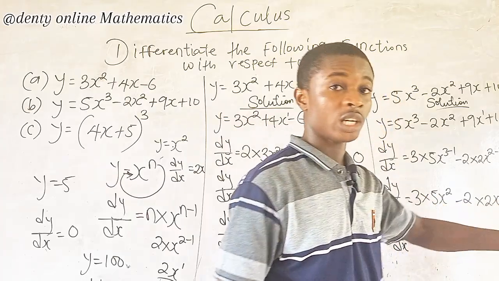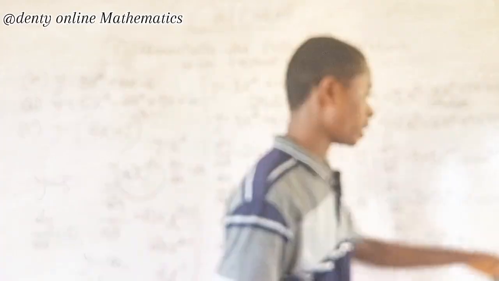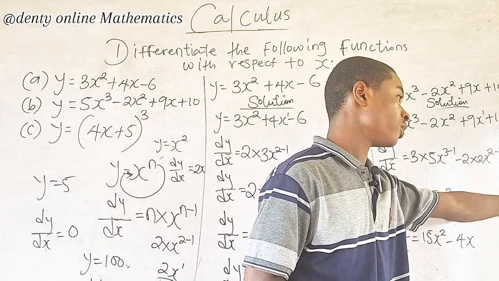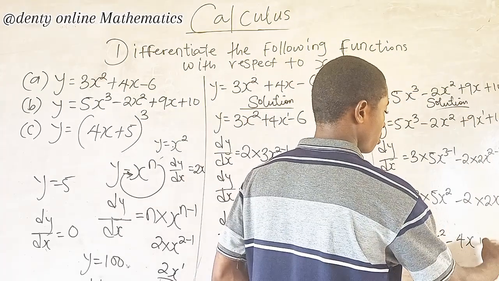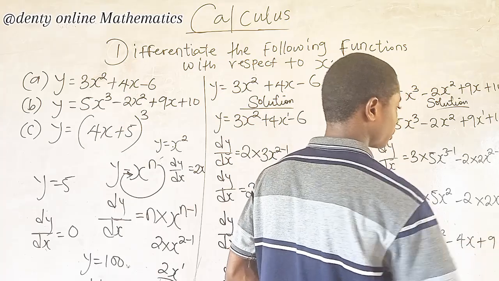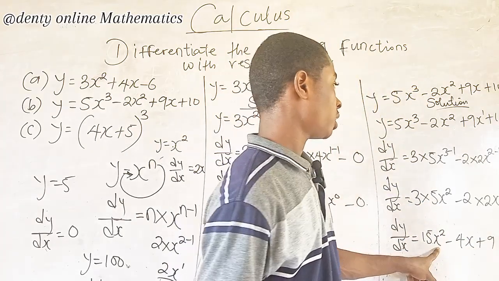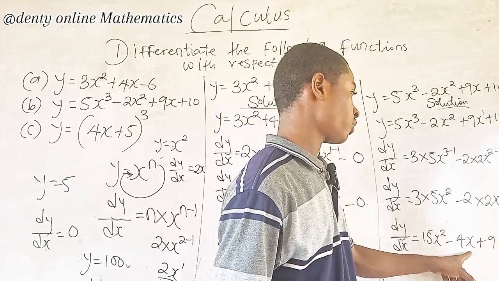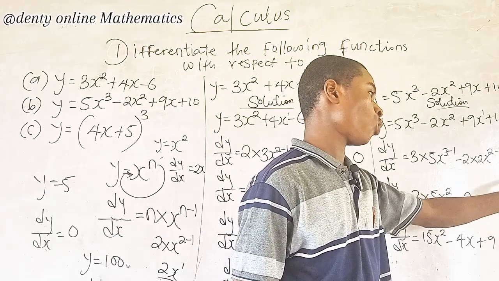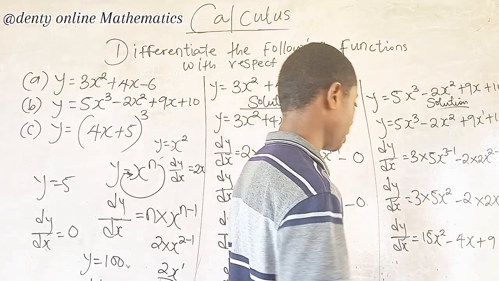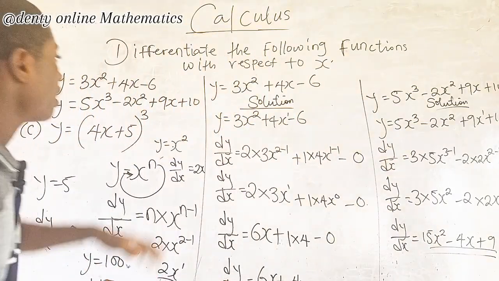Now, just as we said, any number apart from 0 that is raised to the power of 0 is equal to 1. So 9x, x raised to the power of 0 is 1. So 9 times 1 will give us plus 9. So this will be 3 times 5x, which will give us 15x squared. 2 times 2x will give us 4x, bring down the minus sign. 1 times 9 into 1 will give us 9. So this is dy/dx for this particular function.